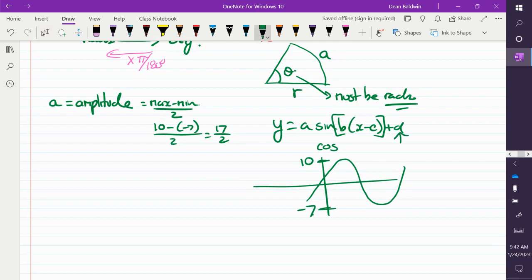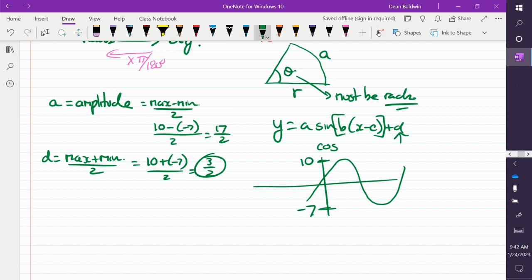The D value is the midline or the vertical displacement. What's the formula to find the D value? It's max plus min over 2. You don't get these formulas, so you need to remember them. So 10 plus -7 over 2 is 3 over 2, 1.5. So there's your midline. I'm not asking you to generate the equation of a graph, given a graph. I won't ask you that. I will ask you to find A and D.